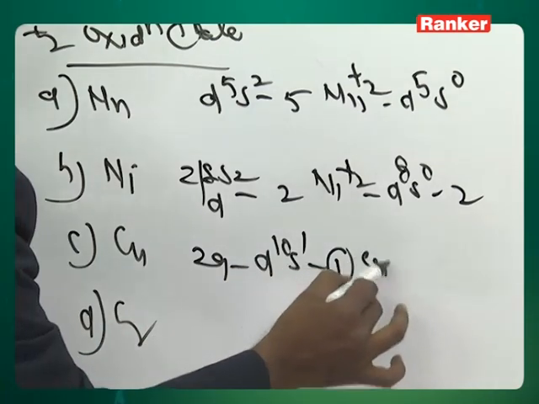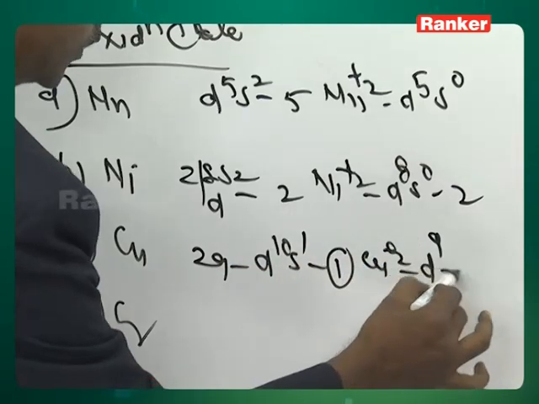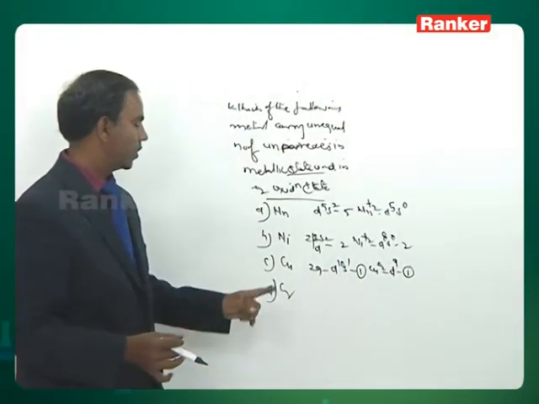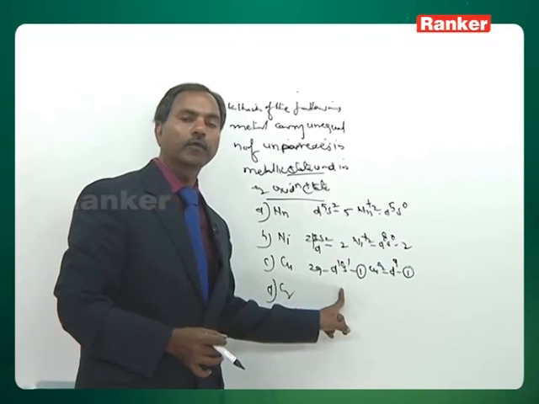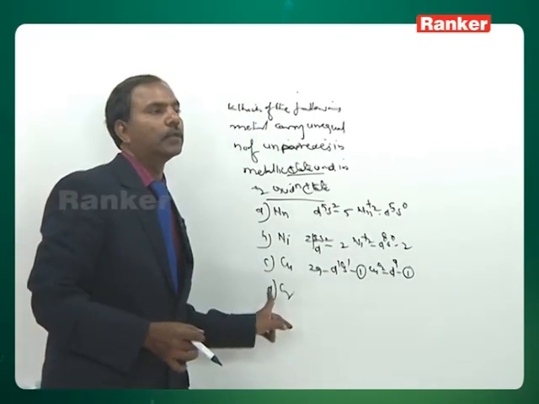Coming to copper +2, what is the electronic configuration? d9. With d9, how many unpaired electrons again? 1. So copper in the metallic state has 1 unpaired electron, and in +2 also 1 unpaired electron. Therefore it is not our answer.